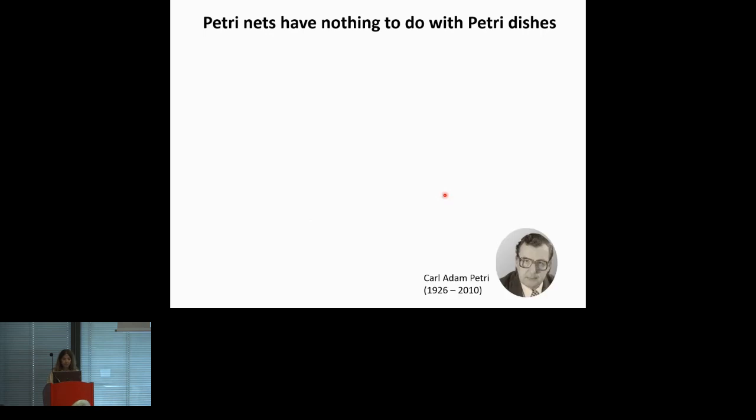So Petri nets were defined by Carl Adam Petri in 1962 in his PhD thesis. And from that time on, Petri nets were mainly applied in computer science for modeling distributed systems and software dependency and so on and so forth, also for modeling business processes and financing systems.